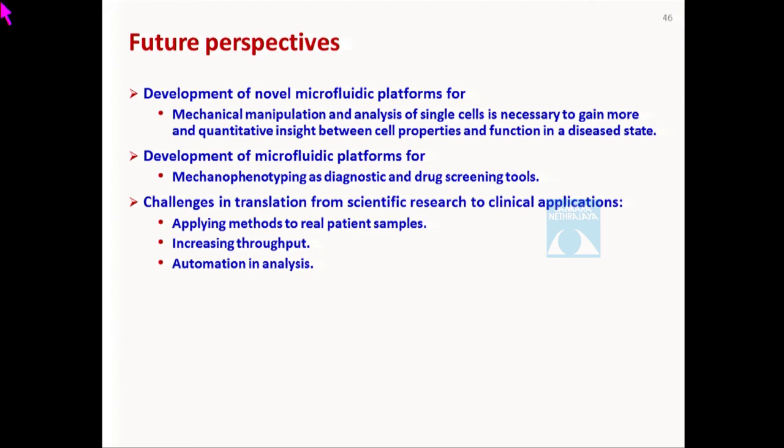The challenges are in translation from scientific to clinical application, because most of these studies have been done using cell lines. So one is to apply these methods to real patient samples, and throughput is always a limitation. You want to screen a higher volume of sample. Also, automation in analysis is very important to be able to take it to clinical application.